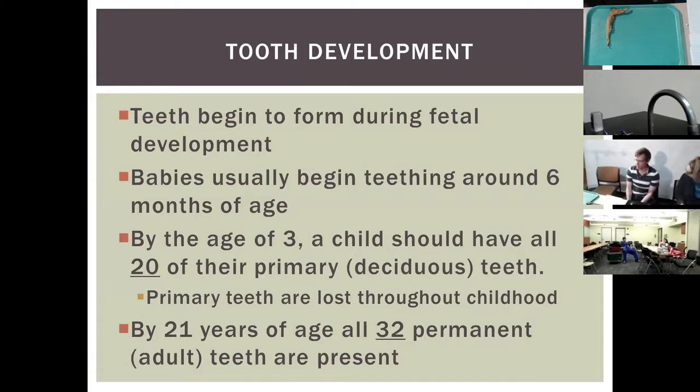When babies are born, they'll begin to teeth around 6 months of age. There's obvious variation. It could be earlier or later than that. The first tooth to usually erupt or to show up is one of the bottom central incisors. By the age of 3, a child should have all of their primary or baby teeth, also called deciduous teeth. And there are 20 baby teeth that a child gets. And then those teeth are lost throughout childhood. By the age of 21, you should have all 32 permanent teeth. So again, there's 20 baby teeth and 32 adult teeth.